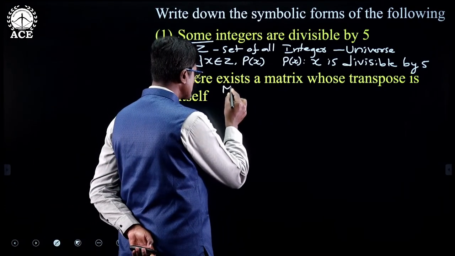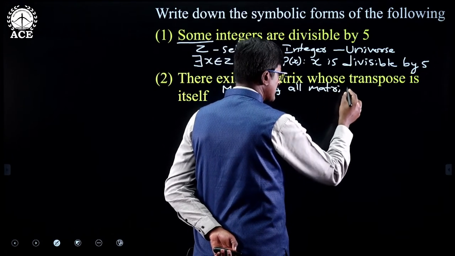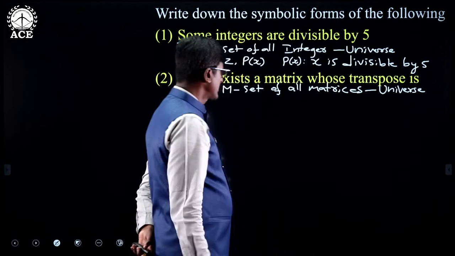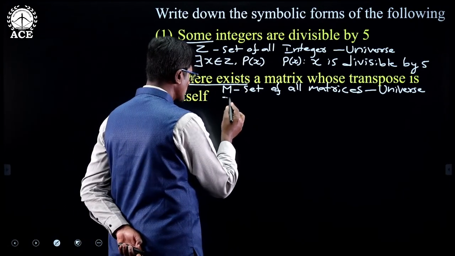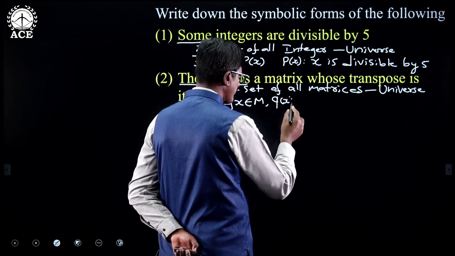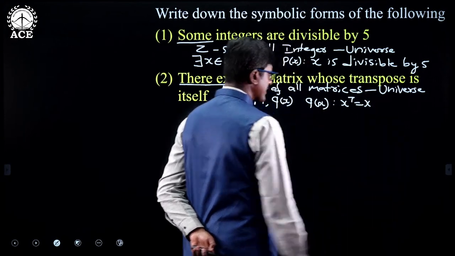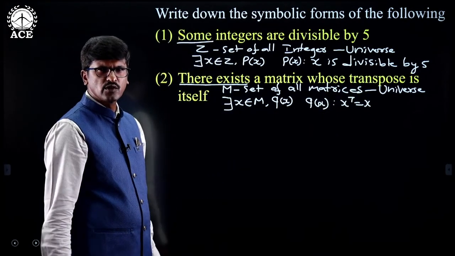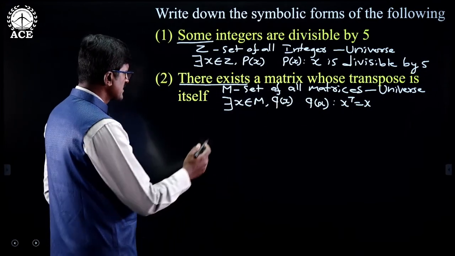So here, the universe is the set of all matrices. I am denoting the set of all matrices as M, and this will be the universe. In the second example, M is the universe. Here there is an existential quantifier, there exists, denoted with for some x belongs to M, Q of x. What is Q of x? Q of x is x transpose is equal to x. So the open statement is whose transpose is equal to itself. If you take any element x in the matrices, then the transpose of that x is equal to itself. So this is the symbolic form of the second one.